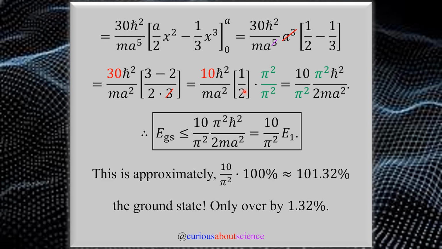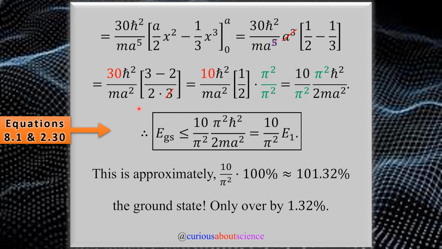Cool, cool. To make a comparison to the ground state, we need to force in a factor of pi squared. We do this by multiplying by quote 1, but the 1 looks of the form pi squared over pi squared. So algebraically, we're good. That's the multiplicative identity for the reals. And then we see that we get pi squared h bar squared over 2ma squared. So that is the E1 for the infinite square well. And we see that our overestimation bound is 10 over pi squared.